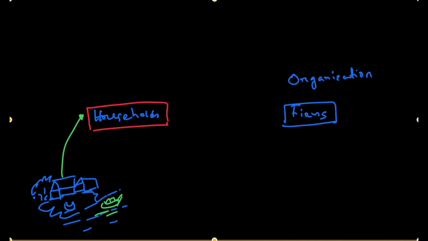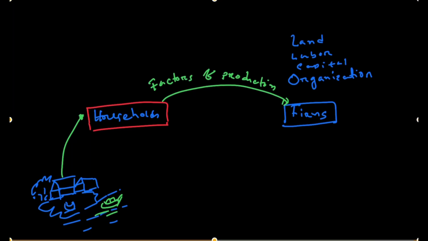All resources are owned by the households. Farms hire the factors of production from the households, like land, labor, and capital. So households actually provide factors of production to the farms. By using these factors of production, like land, labor, capital, and itself, the household also acts as an organization or entrepreneur. Farms produce goods and services.